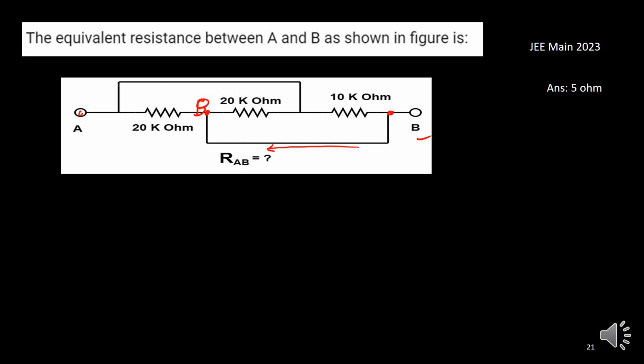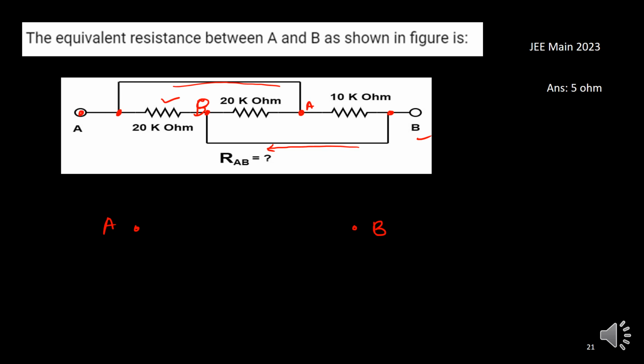Similarly, this node point is A, this is also A, and this is also a short path. This point is also A. I can consider them the same potential. So now we can redraw the circuit. This is your A, this is your B.